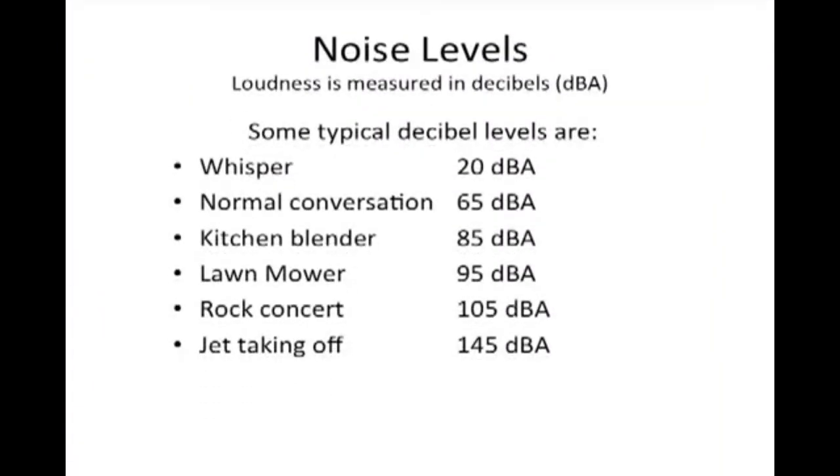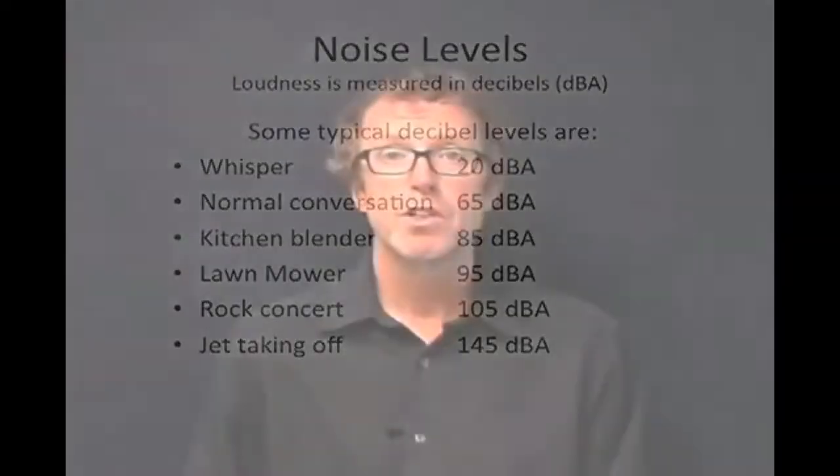Some examples of different types of noise levels, and loudness is measured in decibels, or dBA. Some typical decibel levels are a whisper at 20. Normal conversation generally occurs at about 65 decibels. A kitchen blender is as loud as 85 decibels. A lawnmower, 95. A rock concert, 105 decibels. And at the high end, a jet taking off, 145 decibels.